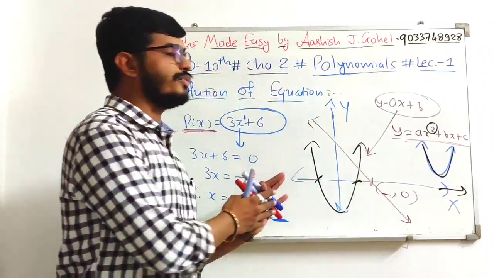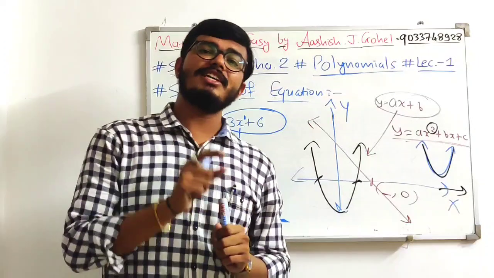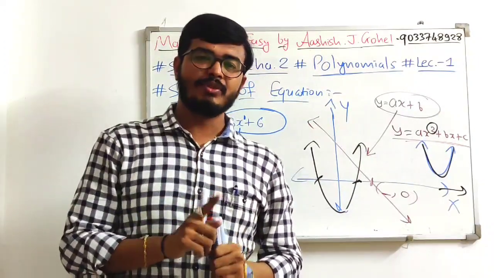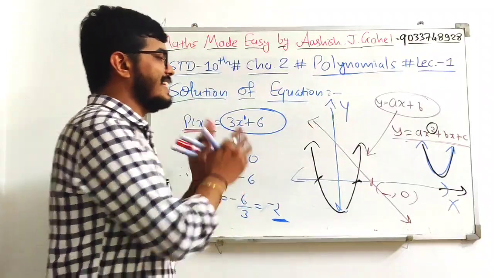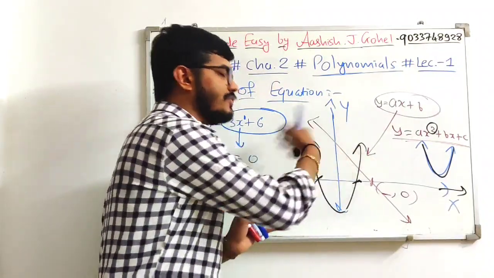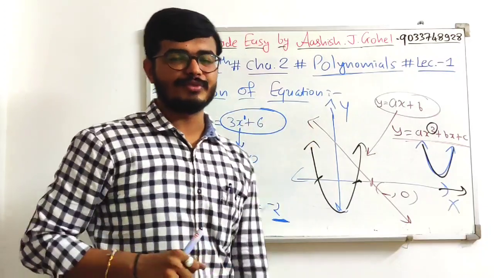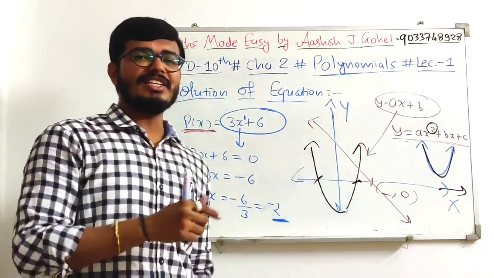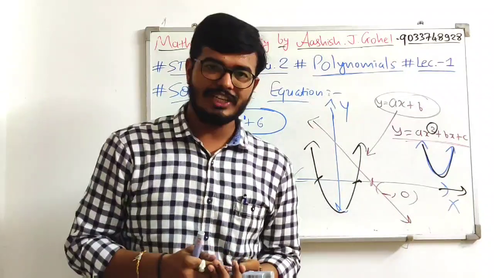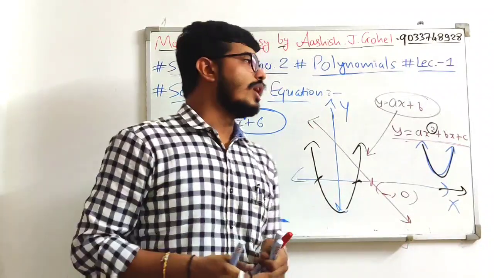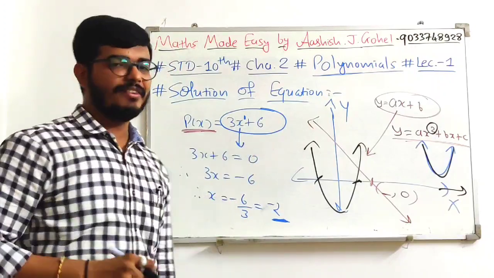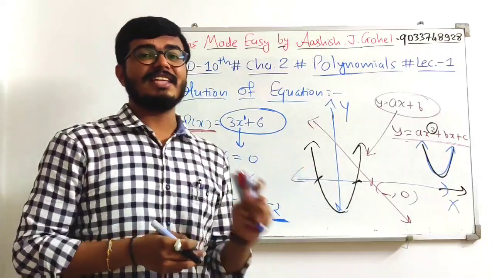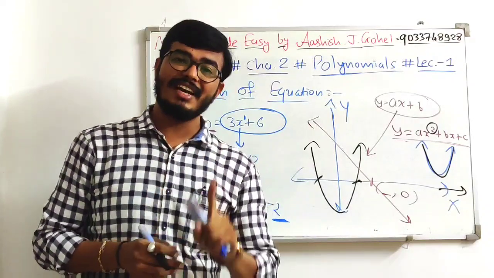This kind of question is given in exercise 2.1 in your NCERT textbook for standard 10. All of you will be easily able to solve these just by looking at the graph, because the number of intersections is the degree of the polynomial. I hope all of you understand this very well, and do solve exercise 2.1 from your NCERT textbook.